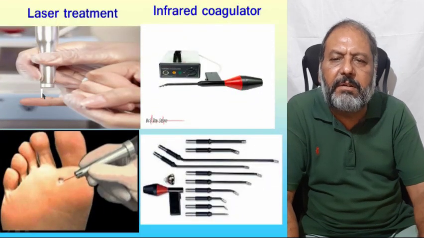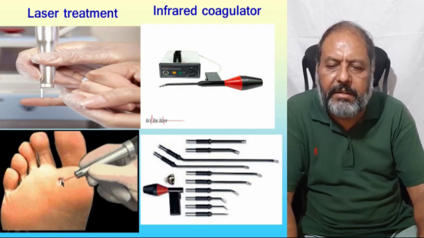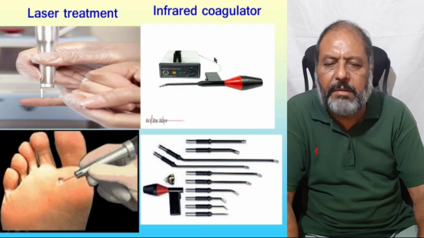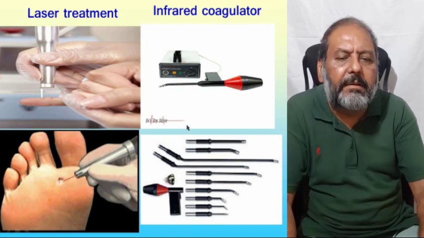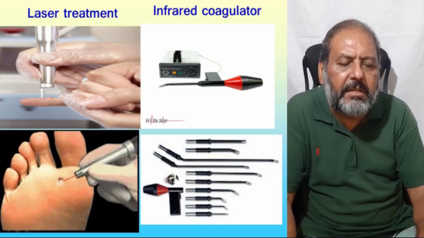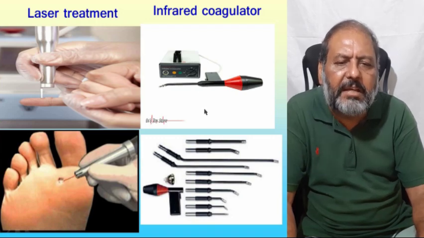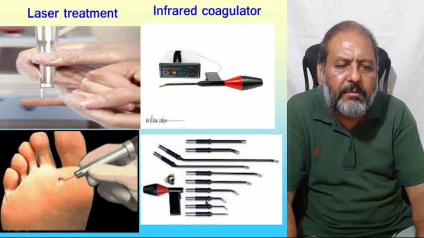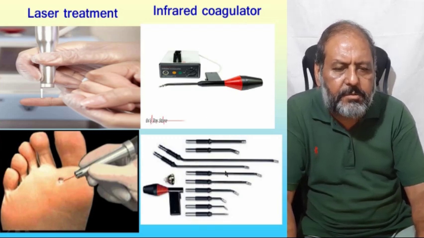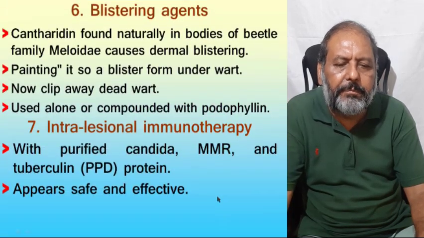Here one can see the laser treatment. The laser beam is applied here on the wart. Here again the laser beam is just put on the wart. And this is the infrared coagulator, and it has many applicators which one can use according to the size and the type of the wart. So that is the infrared coagulator with multiple applicators used for the different kinds of warts.